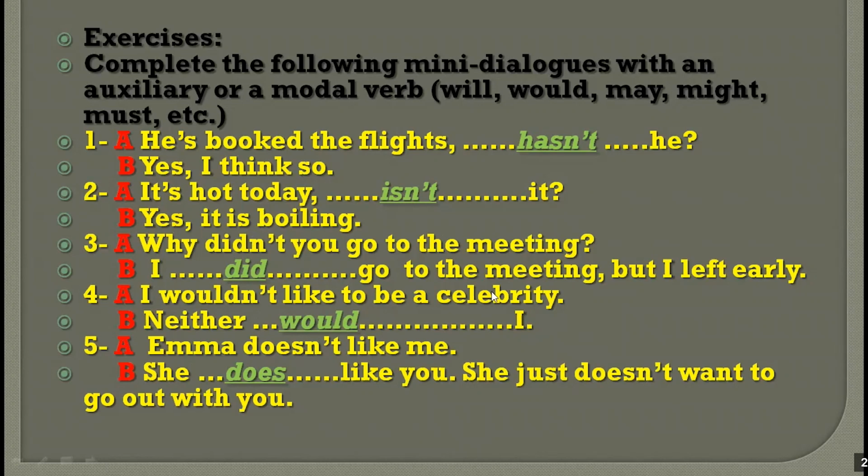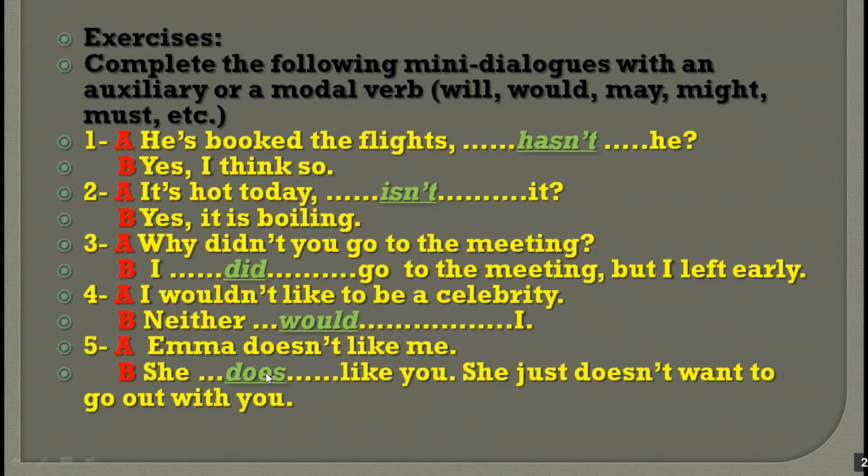Number four, I wouldn't like to be a celebrity. Neither would I. So you wouldn't like to be a celebrity, and I am the same. I'm like you. I don't want to be a celebrity too. So remember to use the same modal verb. If you have would, use would. Emma doesn't like me. She does like you. She just doesn't want to go out with you.